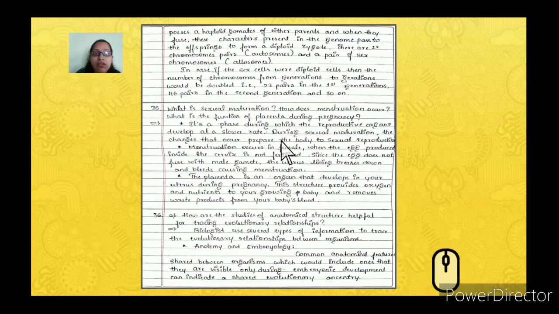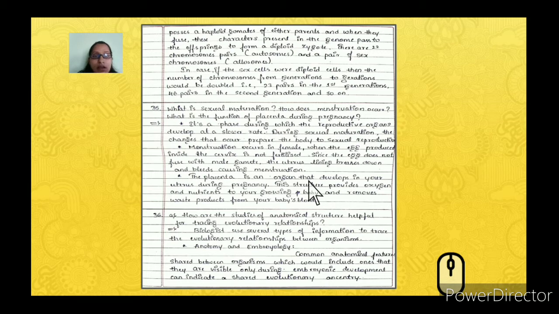Next is the function of placenta. Placenta is an organ that develops in the uterus of a female during pregnancy. This structure provides oxygen and the necessary nutrients to the growing fetus or the baby, and also it removes the waste products from the baby's or the fetus's blood.